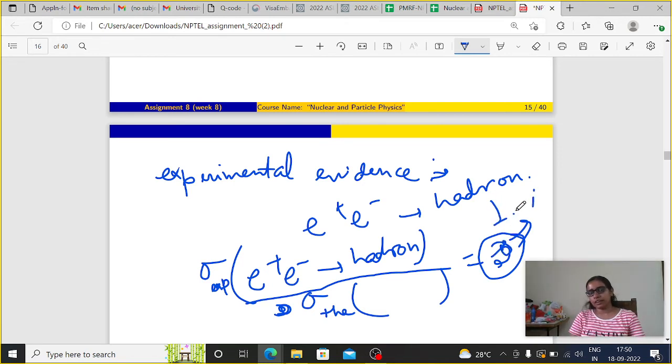So what I am saying is, if I calculate the cross section of that type of interaction, then the experimental value and the theoretical value will be similar only when we take color into our theory. So this is the experimental evidence for color.